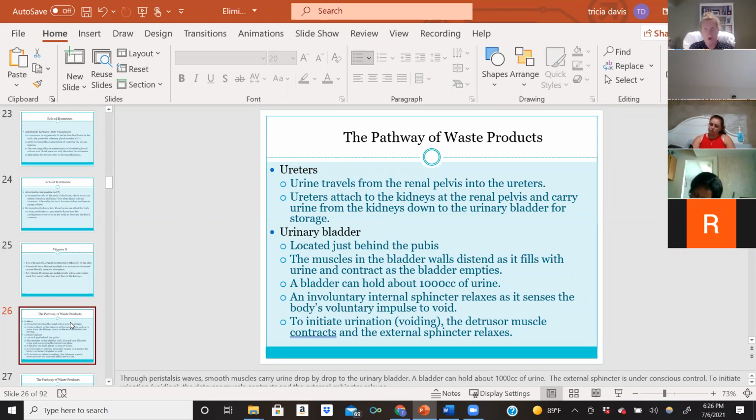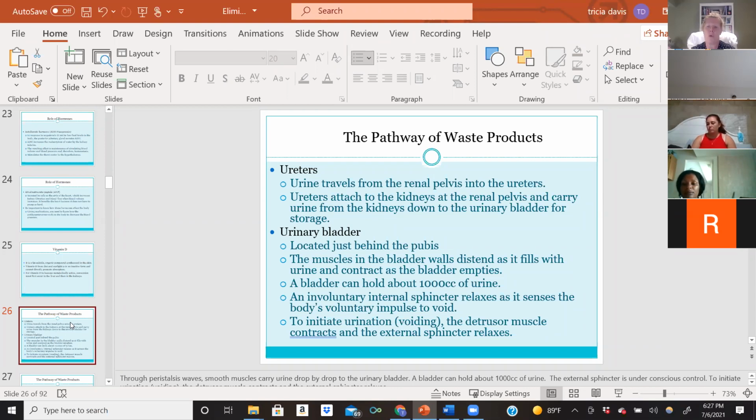Your bladder can hold between 300 to 500, sometimes upwards of 1,000 cc's, depending on the individual, how much they've had to drink, and just their genetic build. Urine is going to travel from the renal pelvis into those ureters. The ureters attach to the kidneys and carry urine from the kidneys down to the urinary bladder for storage until we're ready to empty it. The urinary bladder is located just behind the pubis.